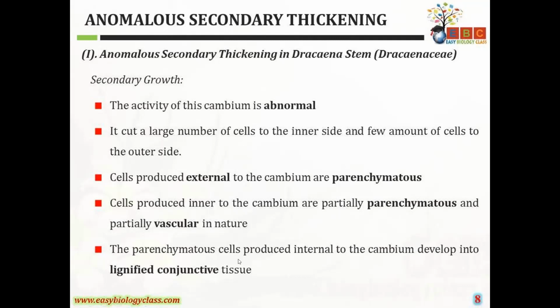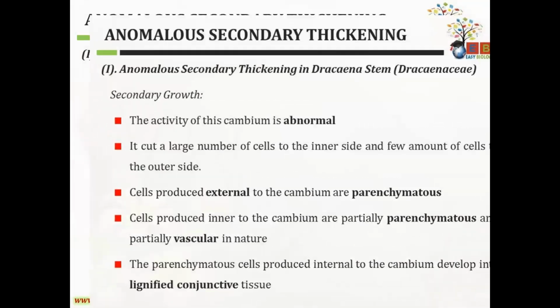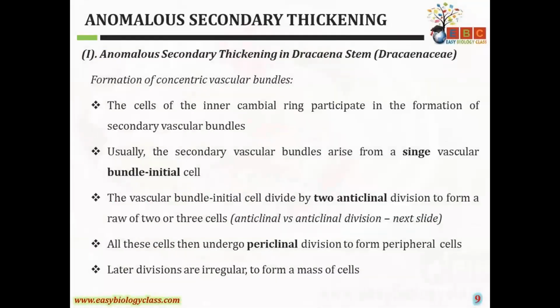The parenchymatous cells produced internal to the cambium develop into lignified conjunctive tissues. So the partially parenchymatous cells become lignified, and they are called conjunctive tissue. Here is the formation of concentric vascular bundles.